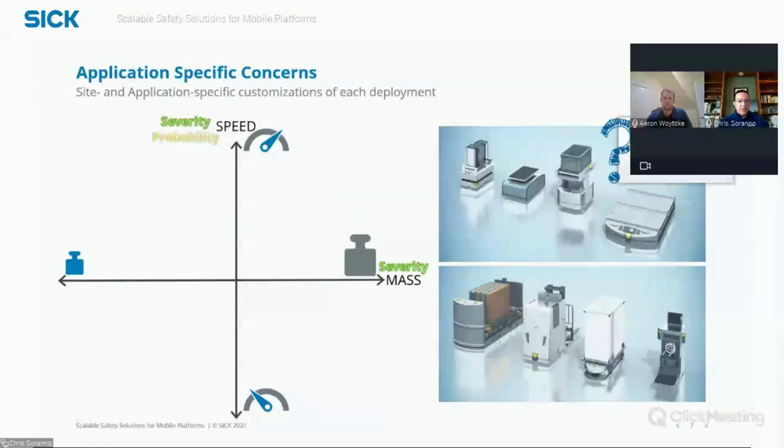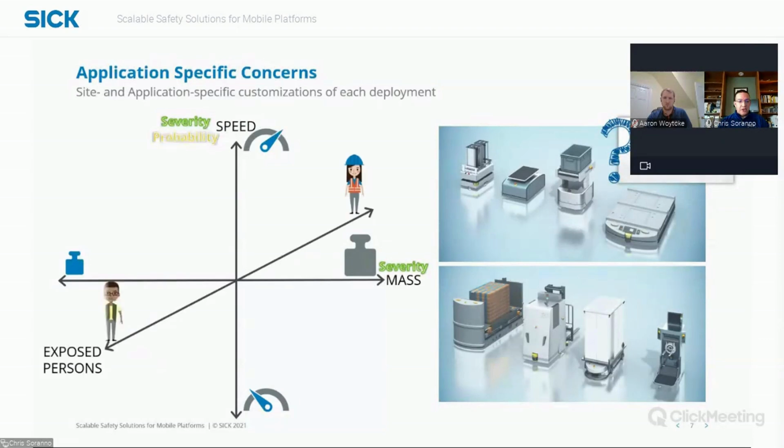But another thing that we have to consider here are the people that are exposed. If we're talking about trained employees in a factory environment where there's controlled access and the affected people have a certain level of training, there's going to be a different level of risk than if we have John Q. Public exposed to the mobile platforms operating in the environment. So this too is going to affect risk, specifically with the probability factor.